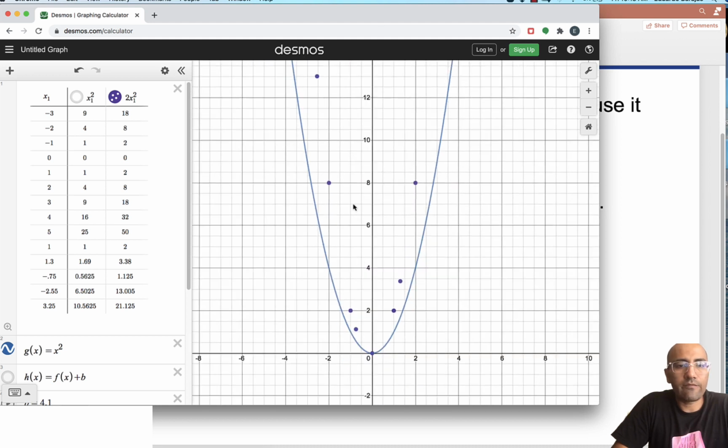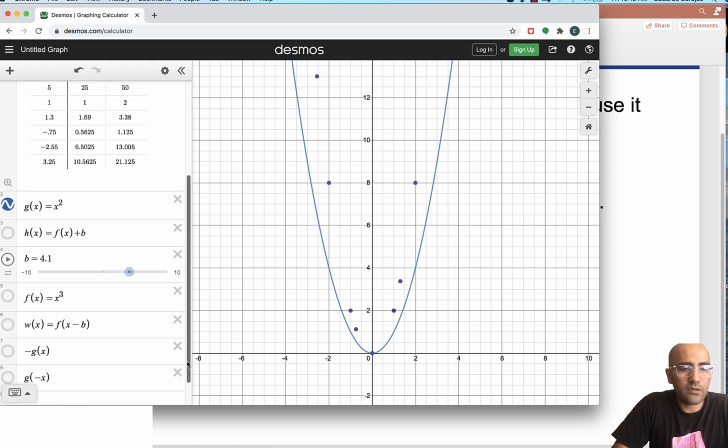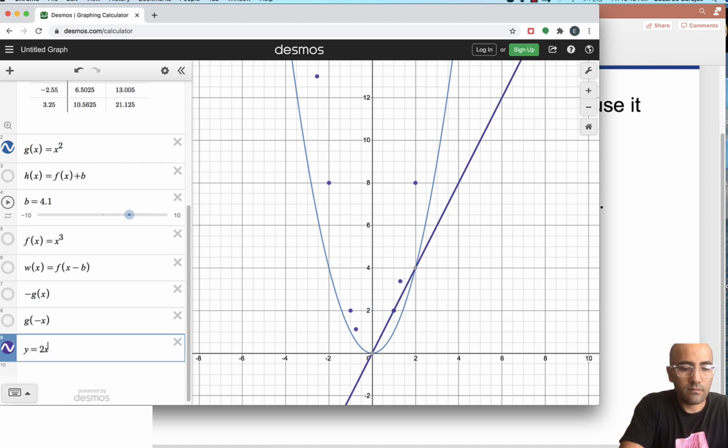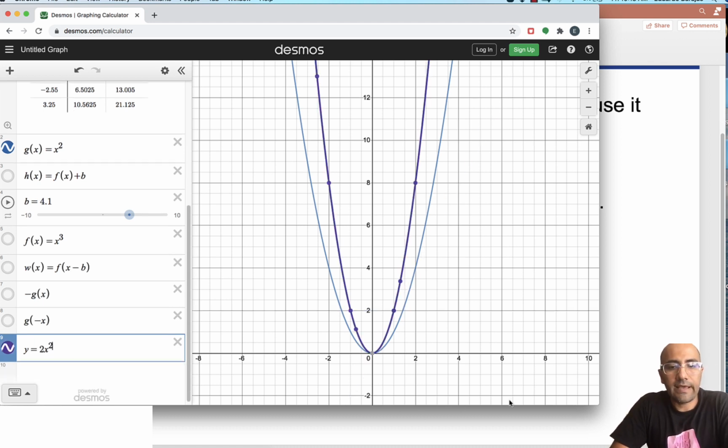I'm going to stretch the whole thing vertically. It's going to go toward infinity faster. Right? It's going to go up toward infinity faster. So the new graph is going to look like this. x squared equals to 2x squared. It's going to look like that.